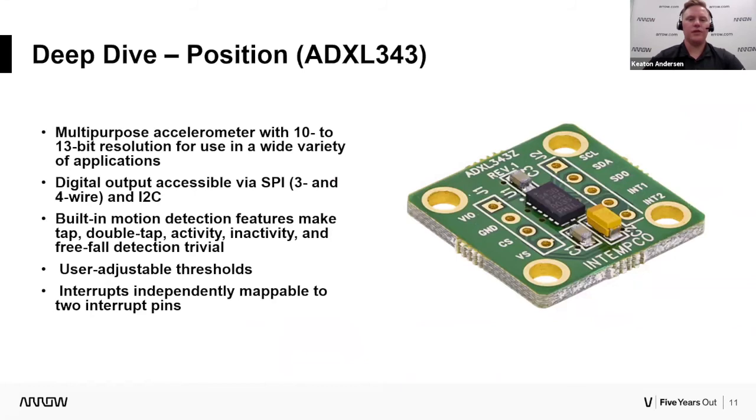So let me go ahead and jump into my first kind of deep dive here, which is an accelerometer. So this is looking at the ADXL343. You can choose between 10 to 13-bit resolution like I was talking about earlier. That resolution is important, and it'll communicate over SPI and I2C, just like I had talked about before. And these have built-in motion detection features like tap and double tap, which is useful.